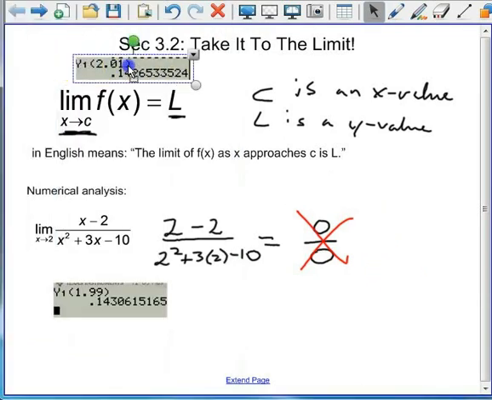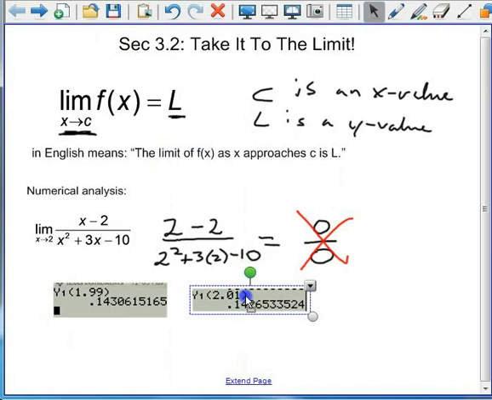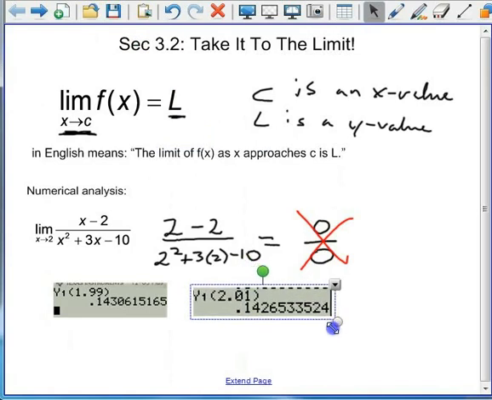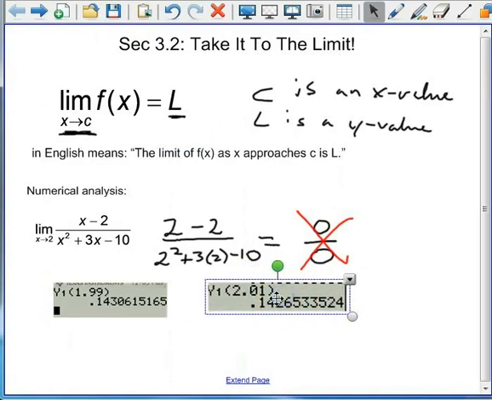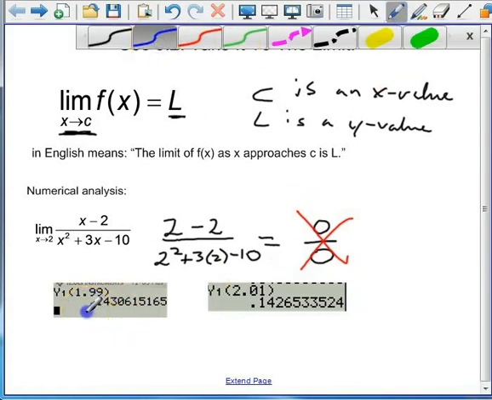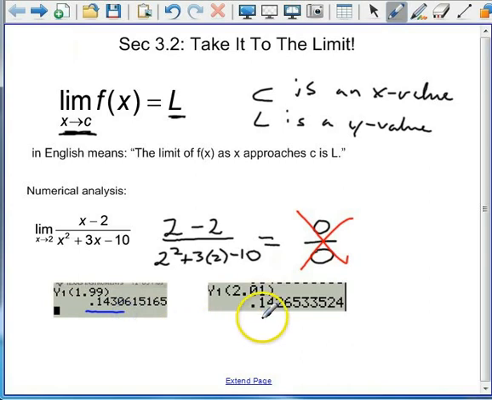Okay, so even though the function doesn't exist at x equal 2, the limit exists, and that's a really important concept to get when you're working with limits. The function does not have to exist at x equals c. All it has to do is get close to something. And in this case, it seems to be getting close to something between 0.143 and 0.142.